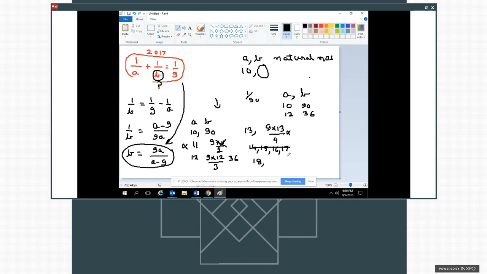In that case, this problem becomes 9 into 18, 9a upon 9, 18 minus 9, and this cancels out. You get b also as 18. But the question I put on the screen says a less than b. So in that case, 18 and 18 will not be a solution you will take. But if the question was what CAT had asked, a less than or equal to b, then you realize that this is the last solution.